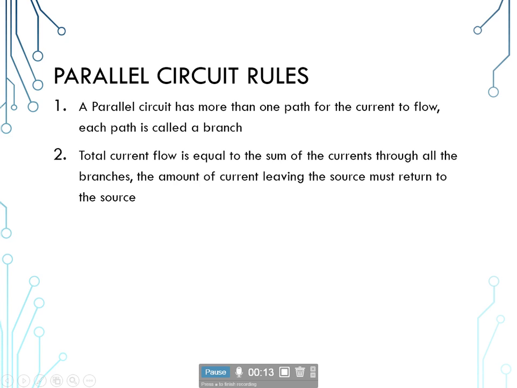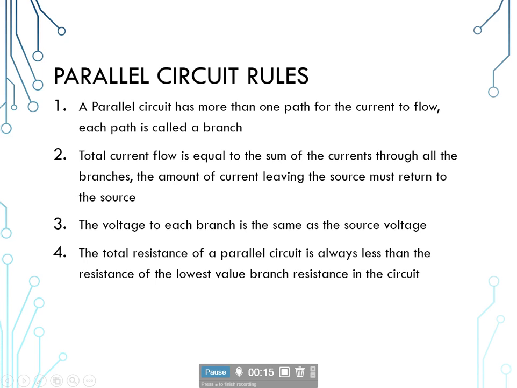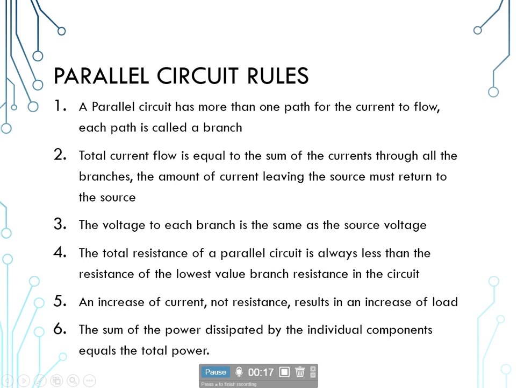So parallel circuits have a set of rules just like series circuits had their set, and we have to abide by these rules. We can't violate them or else the circuit will not work. Note there on number 6, the power rule: the sum of the power dissipated by individual components equals the total power. That holds true for all circuits. Doesn't matter what kind of a circuit it is. So that rule applies to a series circuit, a parallel circuit, and also to a series parallel circuit.